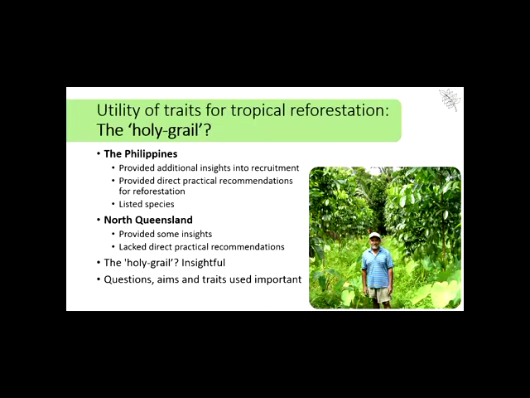So to wrap up, what is the utility of traits for tropical reforestation, and should they be considered the holy grail? The Philippines example provided additional insights into plant recruitment, and it provided direct practical recommendations, and we were able to list species that can then be taken up and utilised by practitioners. In North Queensland, there were some theoretical insights, but they lacked direct practical recommendations.